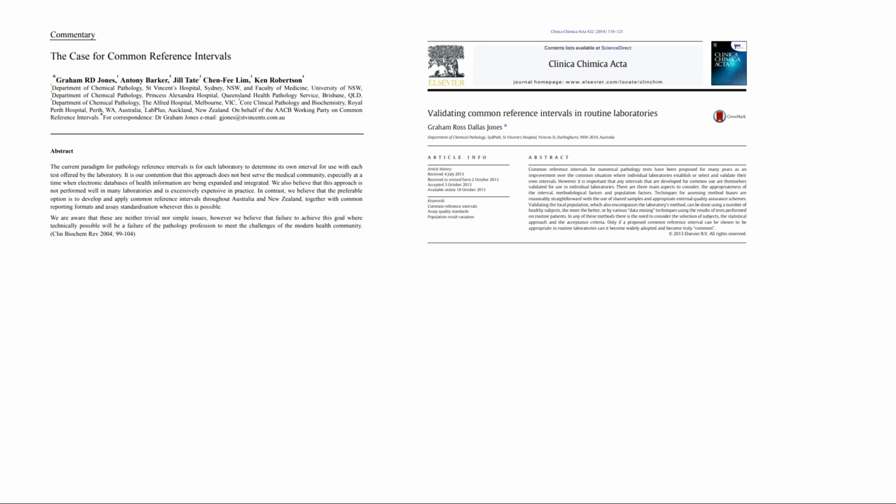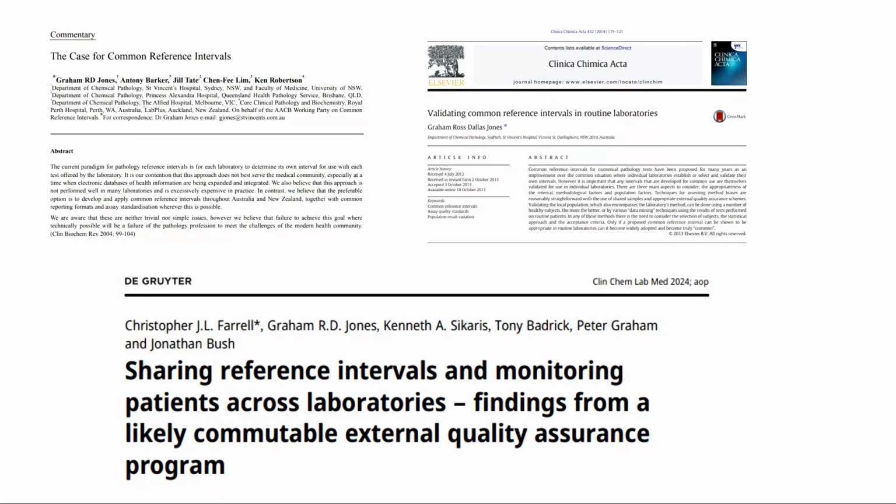So we've done some work using this commutable material to validate this. Australia has got common reference intervals for some biochemical analytes. We wanted to verify that in fact that's true. So we wrote a paper a little while ago and published it, just to show that we've done some work to see whether or not you can in fact do that. Can we use common reference intervals? Can we use the reference intervals that we've got, based on whether or not with these commutable samples you get the same results on different methods for the same patient?